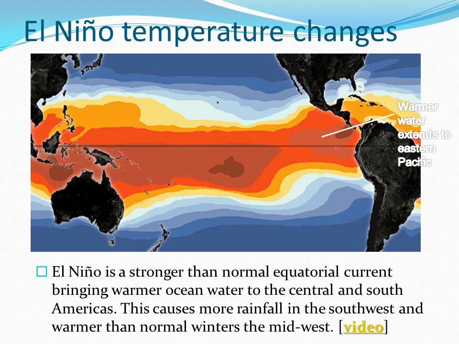And I've got a little video here if you want to click on that and get a little more information or a different way to look at this. When we have an El Niño, this causes more rainfall in the southwest for us and warmer than normal winters in the Midwest.